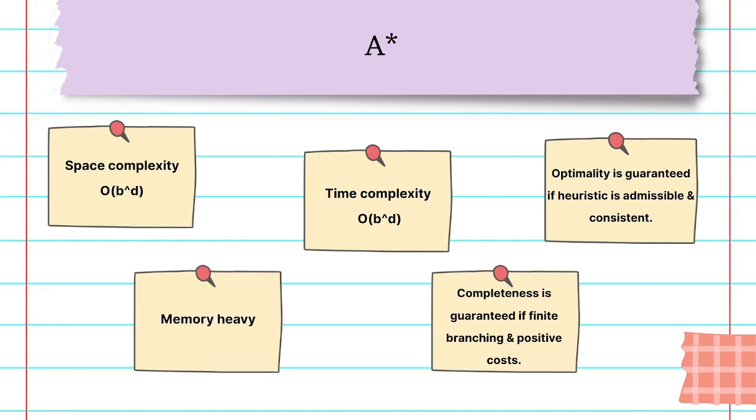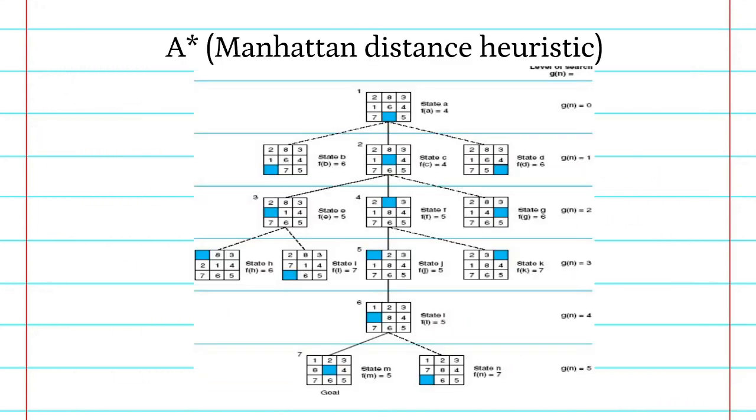Because Manhattan distance is admissible, never overestimates, and consistent, A star is guaranteed to find an optimal solution. A star is complete and optimal, but its drawback is that it is memory heavy since it stores all the generated states. The space complexity of A star algorithm is O(b^d), and the time complexity is the same. The diagram in the slide illustrates how A star expands the most promising node first, efficiently narrowing down the search towards the goal.